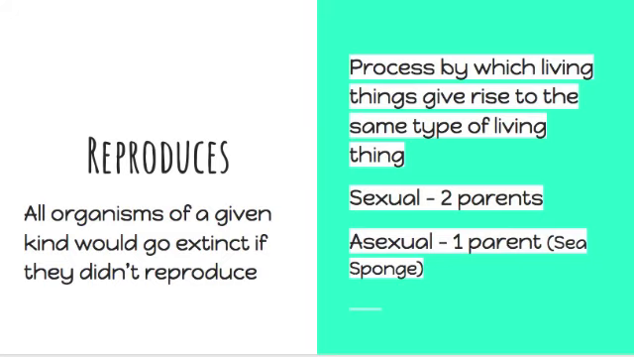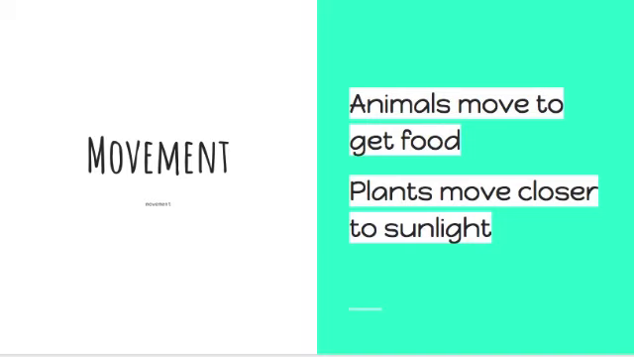and then the last one is movement. Animals move to get food, and plants move to get closer to sunlight. So if you're questioning the whole plants move to get closer to sunlight, go out and look at different tall trees. Find a maple tree or a birch tree. And it doesn't just grow straight, especially if there are trees around it. Look at what those branches are doing and how they grow in order to obtain that sunlight.